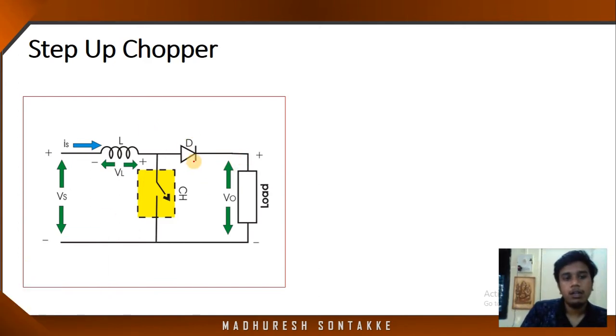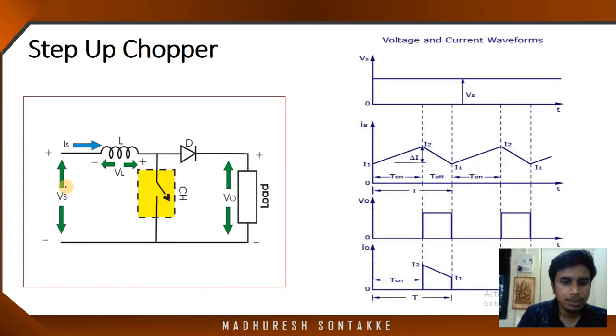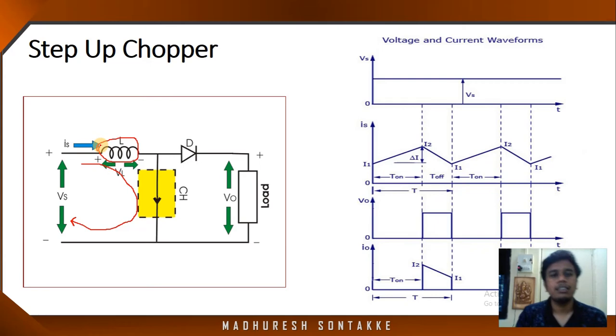Here the diode is for freewheeling purpose. Initially, when the switch is in the off condition, whatever the input voltage is will appear across the load, and the load gets its supply from the input. But once the switch gets closed, what happens? The current gets a short circuit path through this switch, so no current will flow through the load. Otherwise, the entire current will flow through the chopper circuit because it is a short circuit path, and that current charges the inductor. Your inductor gets charged.